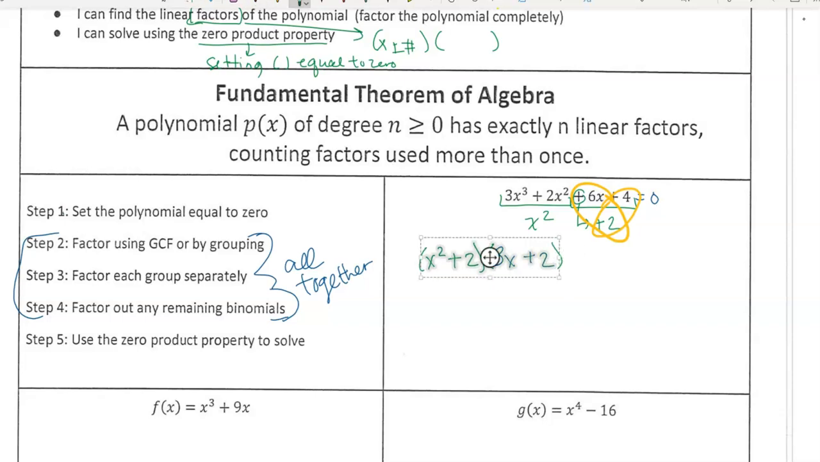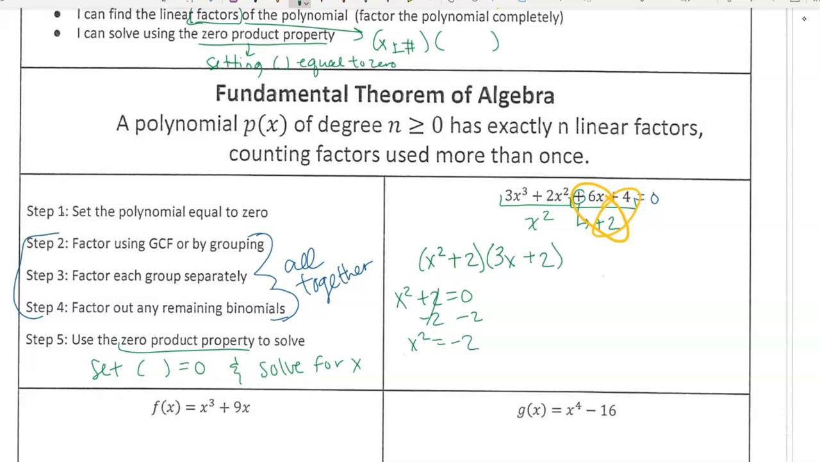Now, the next step is to use the zero product property to solve. And what this means, again, is to set parentheses equal to 0 and solve for x. So first set of parentheses, x squared plus 2. Let's set that equal to 0 and solve for x. Now we have to take the square root right here. It cancels out the exponent, but it leaves us with x equals the square root of a negative number.